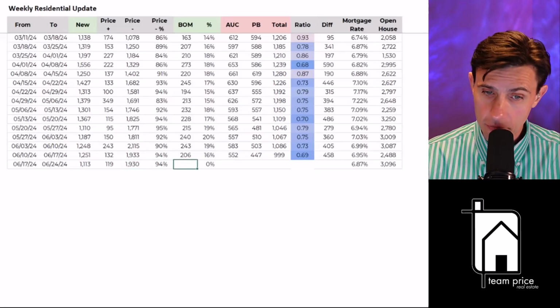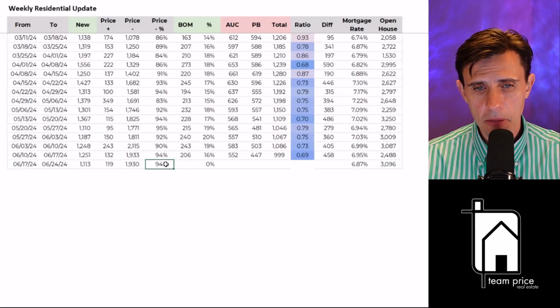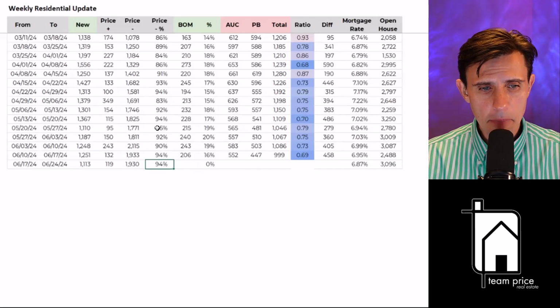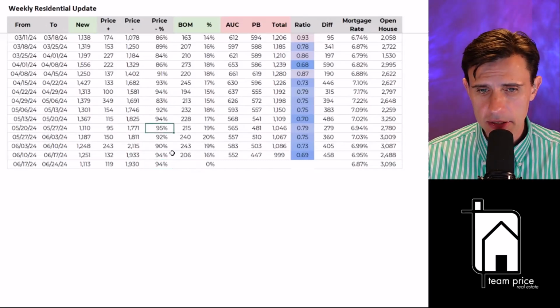What about price drops? 1,930, 94%. 2 weeks in a row, 94%. I expect this to bump up to 95%, matching from May 20th all the way through May 27th.